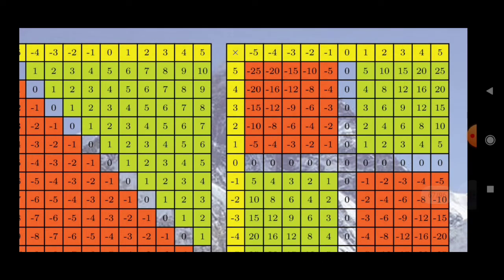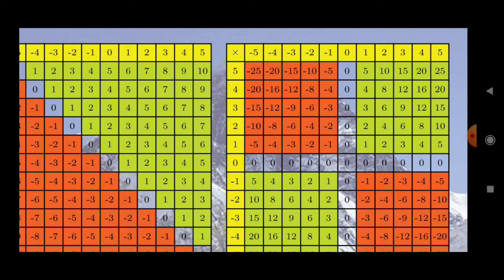Here in the second square you can see 0 in the middle, right? And on the right side of 0 you can see 1, 2, 3, 4, 5. And on the left side you can see -1, -2, -3, -4, -5, etc. On the right side of 0 the numbers are increasing by 1, and on the left side the numbers are decreasing by 1.